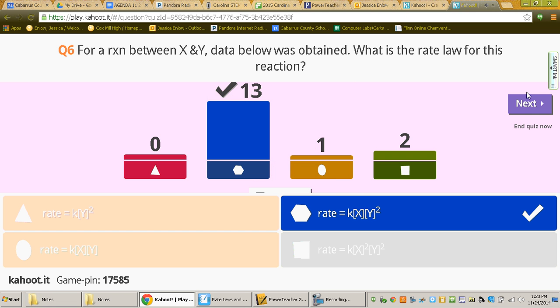Let's see. Hey, that's a pretty good ratio right there. You can do that in your head, right? Yeah. Okay. So no calculator on that multiple choice. You'd be all right. You saw one of them doubled and caused the rate to quadruple, so it had to be second order, and then one of them doubled and caused the rate to also double, so it had to be first order.